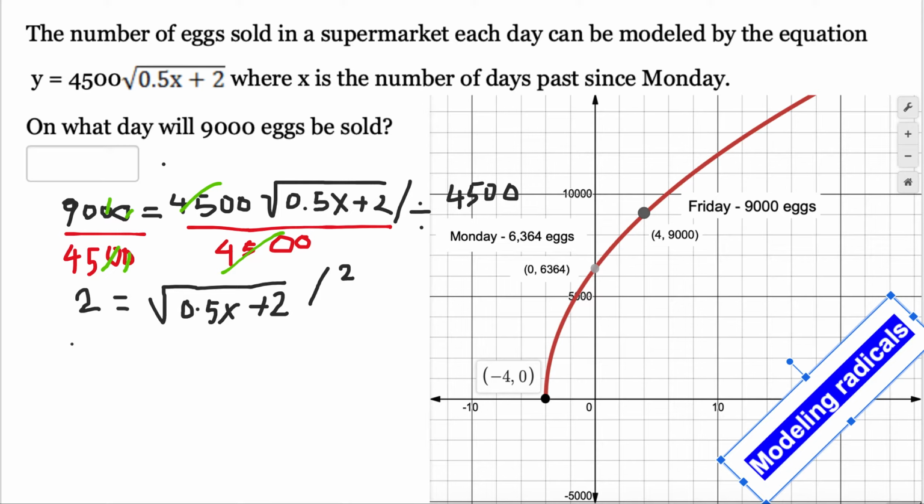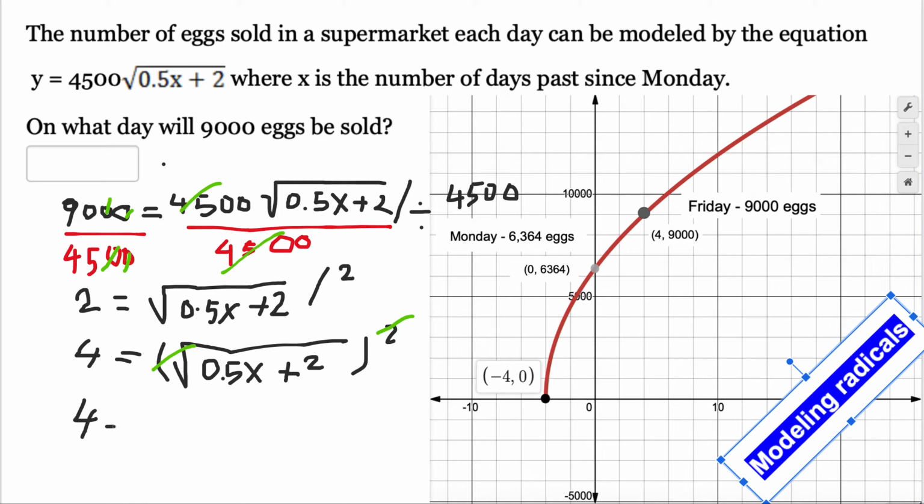When we square both sides, here we get 2 squared, which is equal to 4. On the other side, the square simplifies with the index 2 of the square root, so we have the 0.5x plus 2. Here I have 4 equal to 0.5x plus 2.